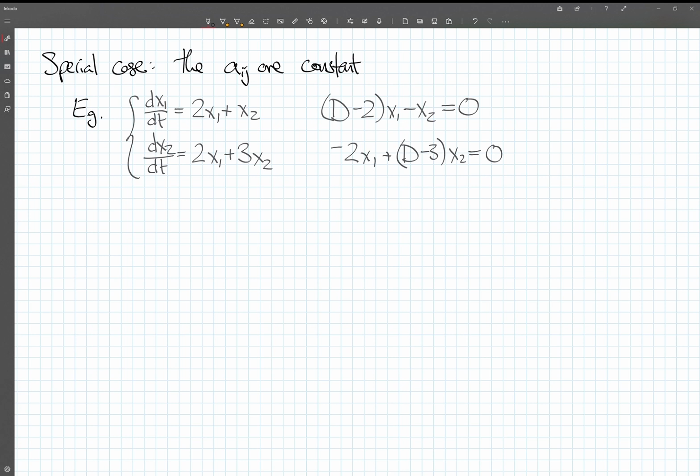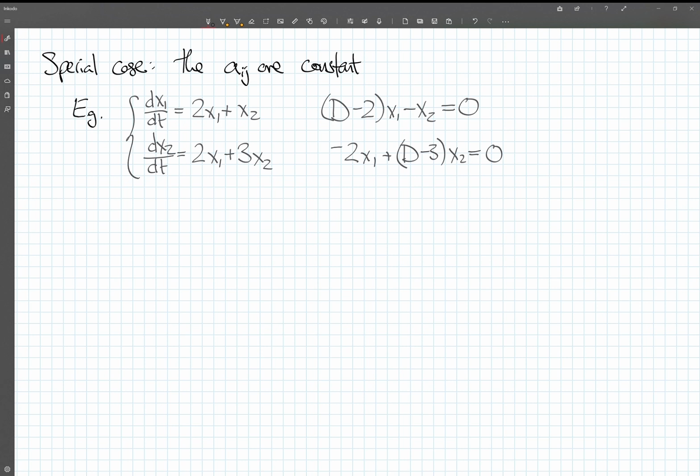And now the trick is you just treat this like a system of equations, right? We've got x1 and x2. So how do you solve a system of two equations? You do things like add and subtract equations. You multiply some equation by a constant in order to be able to add and subtract and kill variables, things like that. So let's do that here.